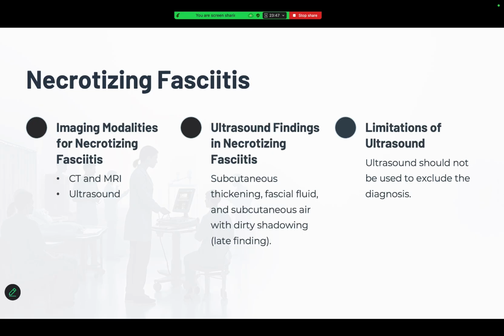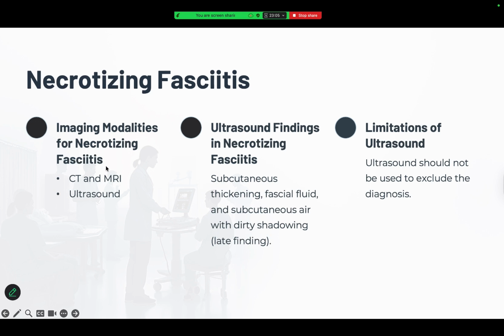Another very important and critical soft tissue infection is necrotizing fasciitis. So can we diagnose necrotizing fasciitis with ultrasound? Let's firstly say we don't do ultrasound to rule out necrotizing fasciitis. We do ultrasound in a suspected case to find something that supports this diagnosis, not to rule it out. So we don't use ultrasound to exclude necrotizing fasciitis. We need to keep this in mind.